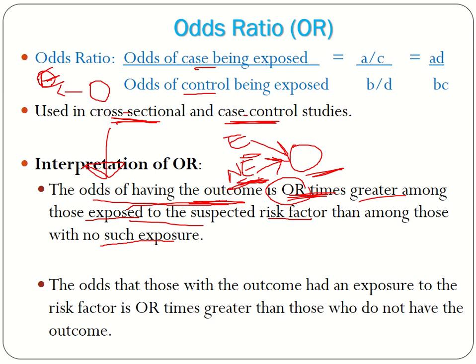ኤክስፖዠር ከአውትካም ቀድሞ የመምጣት አይነት ሪሌሽንሺፕ አለው። ስለዚህ in that case what we are interested is አውትካም ይዘን ወደ ኋላ ስለ ኤክስፖዠር ነው የምንጠይቀው ማለት ነው። አውትካም ያላቸው እና የሌላቸውን ከዛ ኤክስፖዠር አላቸው የላቸው የሚለውን ነው የምንጠይቀው ማለት ነው። ስለዚህ እንዴት ነው ኢንተርፕሬት የምናደርገው? the odds that those with the outcome had an exposure to the risk factor is OR times greater than those who do not have the outcome.